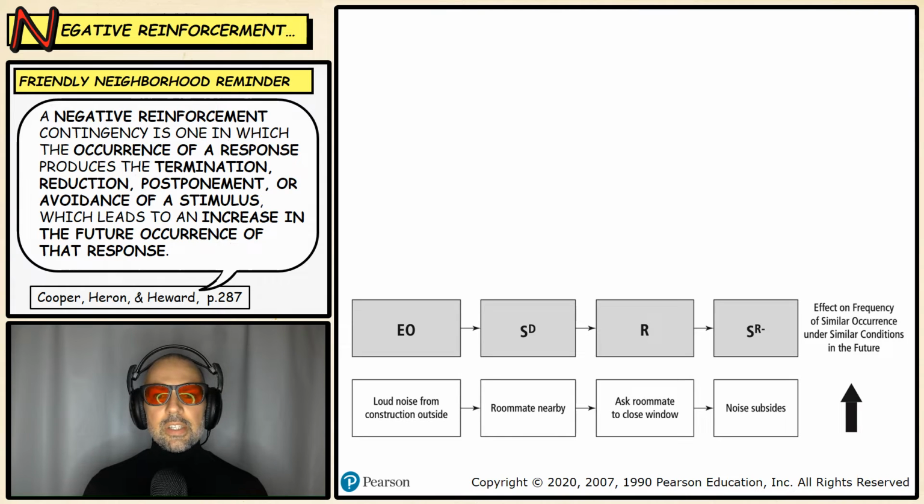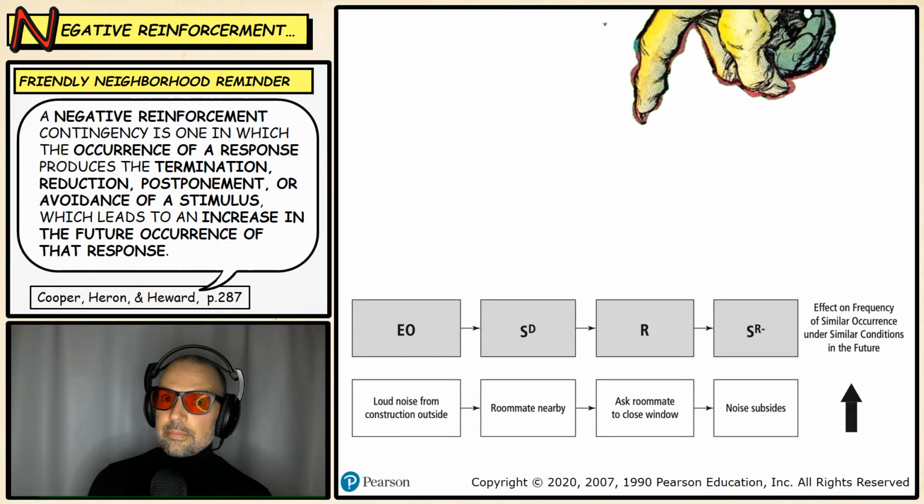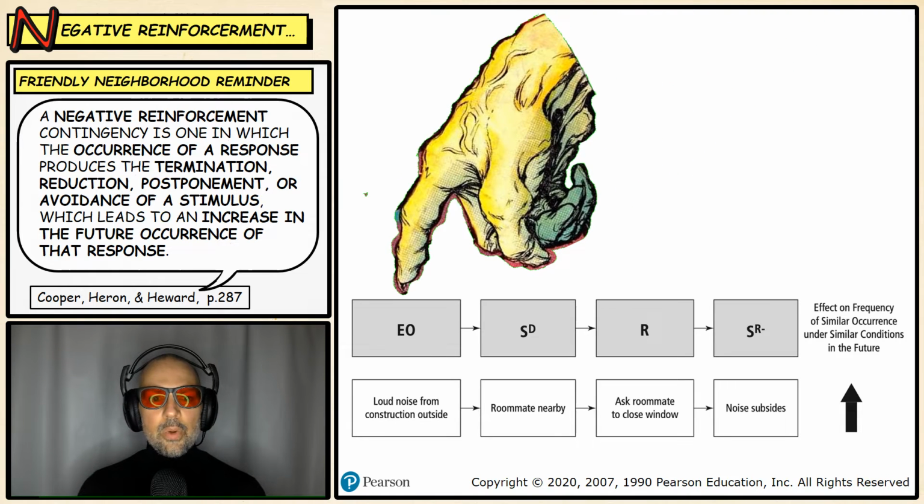All right, so we're going to take a deeper look at negative reinforcement by taking a look at the four-term contingency illustrating negative reinforcement. So let's bring in the hand of fate. All right, and we're going to talk about the four terms in the contingency for illustrating negative reinforcement.